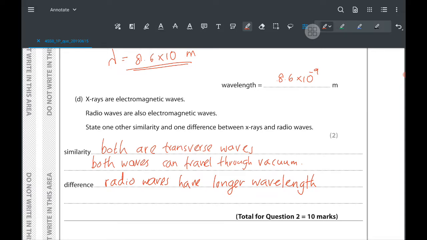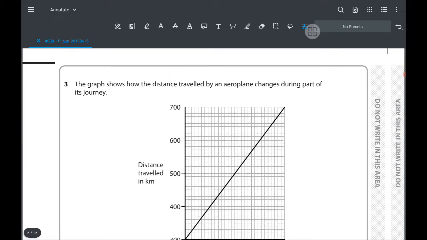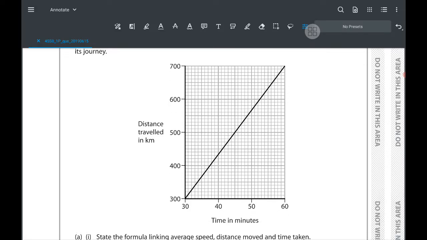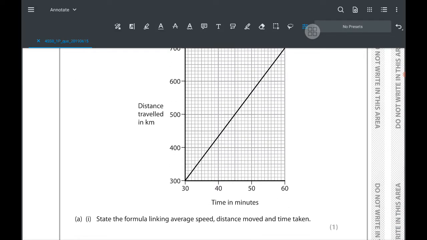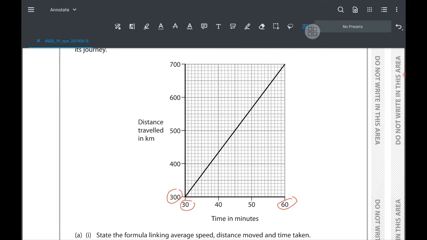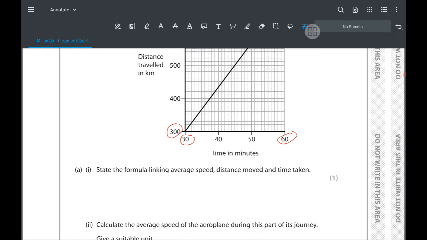Okay, so we will move to the next question now. The graph shows how the distance traveled by an aeroplane changes during part of its journey. One thing very important in this graph is look at the starting points. The time axis is starting from 30 and ending at 60. The distance axis is starting from 300 and it's ending at 700. So we look at the question.